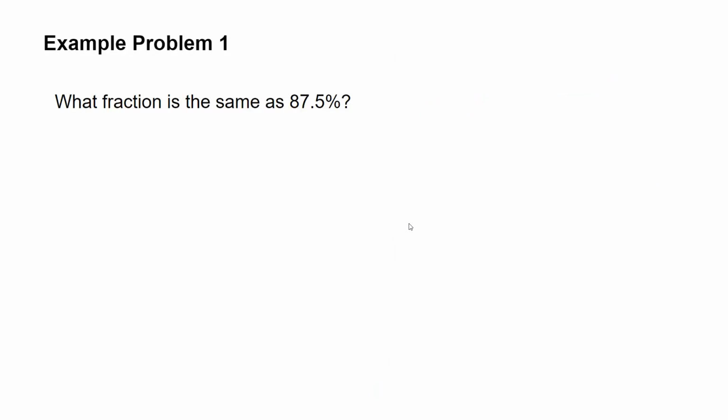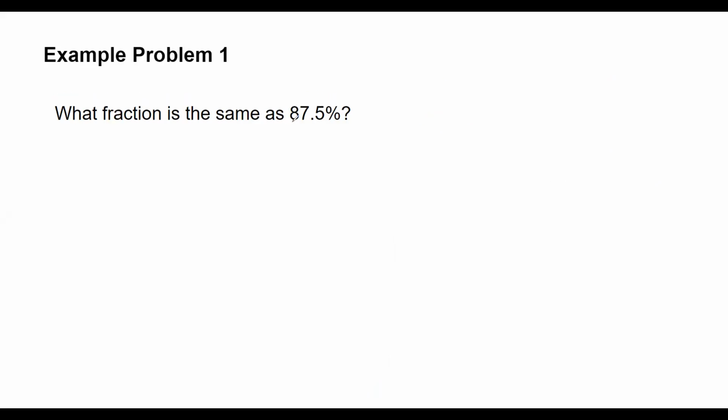All right, let's look at practice problem 1. Which fraction is the same as 87.5%? Now, this is an example where we have to do a 2-step conversion. So we want to go from a percent first to a decimal. So we have 87.5. We talked about the fact that when we're converting this to a decimal, we are going to divide by 100.